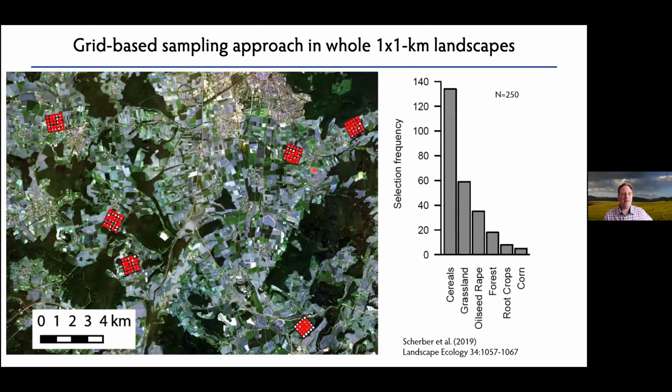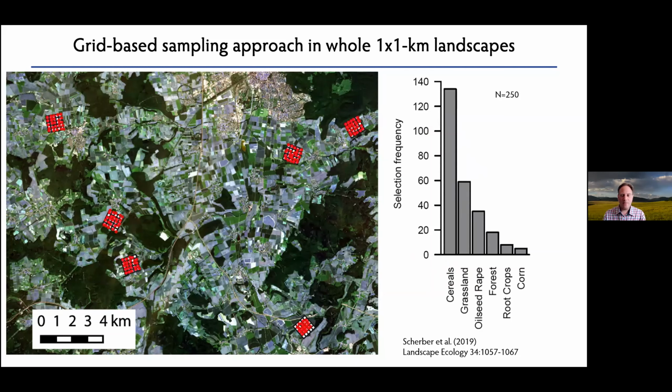We did that in replicated landscapes. So there were a total of 10 of these 1 by 1 kilometer landscapes. And we sampled everything, not only arable fields. We sampled cereals, grassland, oilseed rape, but also forest, root crops, and corn. So the major land use classes that were present in this area. And by doing that, you sample biodiversity in proportion to the true abundance of habitat types or of land use types in an area.